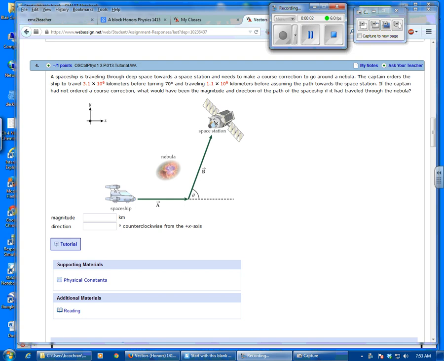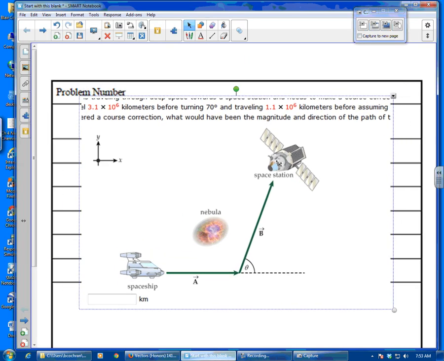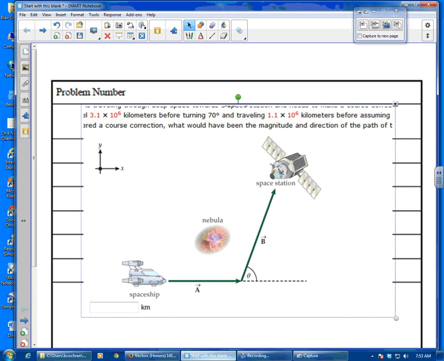Okay, so here we go. We're doing number 4 on the vectors assignment, and we are looking for the total displacement of the spaceship as it travels, vector A and then vector B. For my Y section on these, remember we're doing vector diagrams, so I'm going to grab this picture just because I don't feel like copying it, and I will put it in my Y section here.